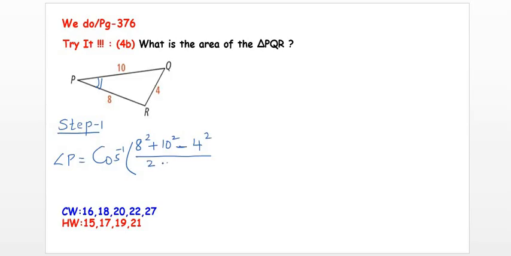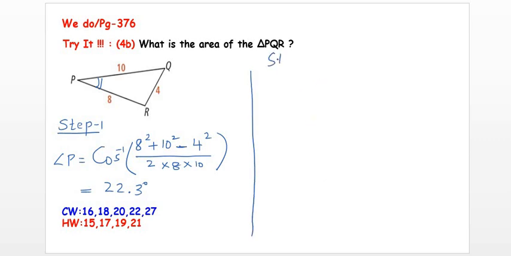So it's going to be 2 times 8 times 10, and then finally you will close this bracket and you will get the angle 22.3 degrees. Hope it's clear, right? We did it in lesson 8.4, how to find the angle using cosine law.